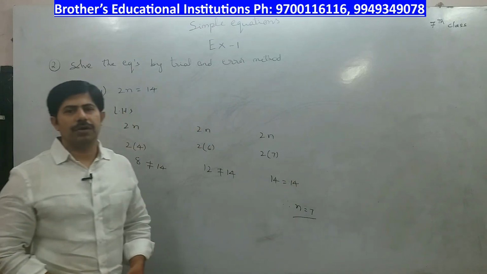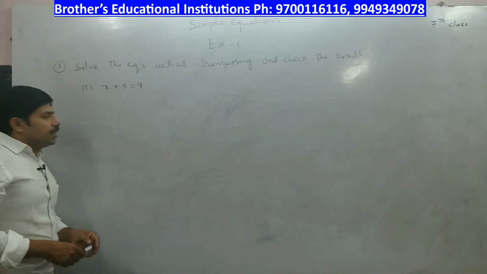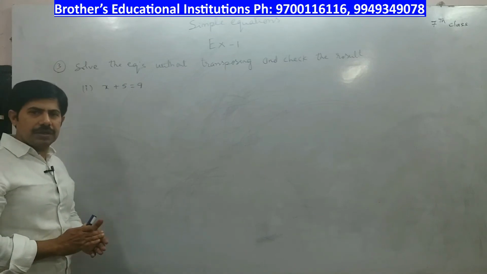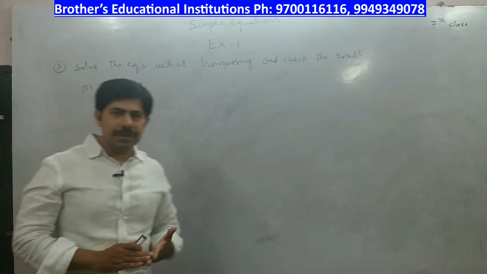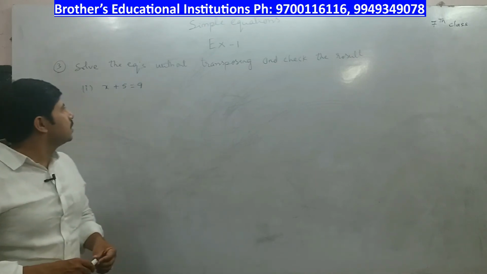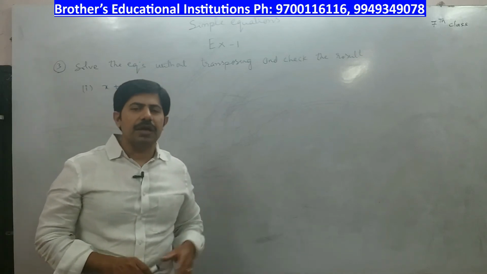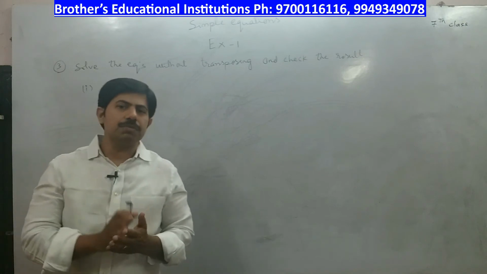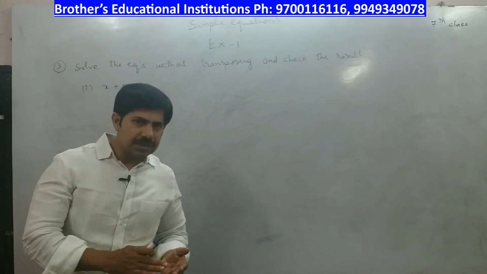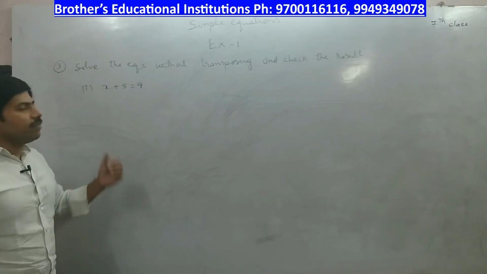Okay, note down. So next question, here also we have to solve a simple equation. The last method was the trial and error method. Now this method is to solve the equation without transposing. Without transposing means what? Without transposition is a method that we will discuss after this method. So now without transposing we have to find the value of x.